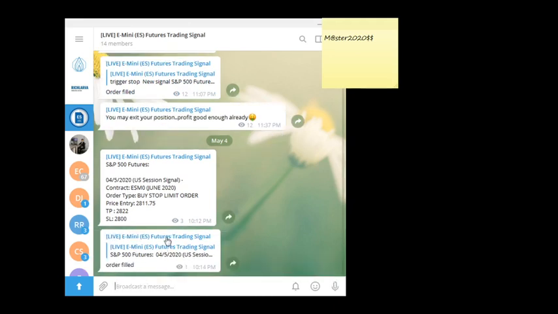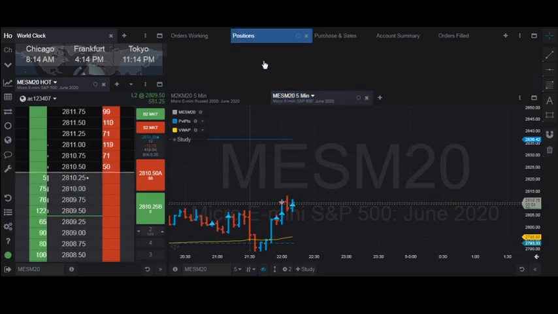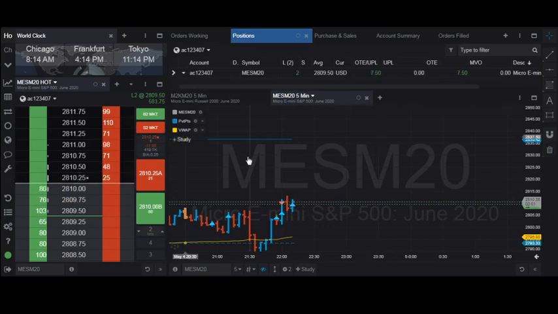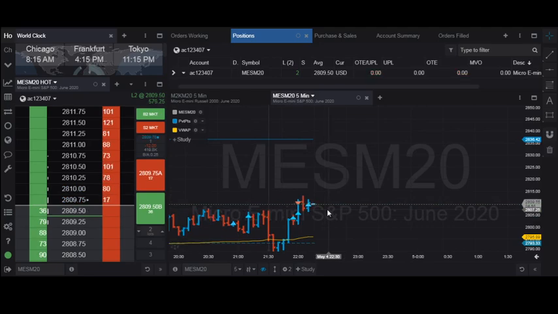So this entry is already filled, and now we are waiting for it to reach the TP targeted area, which is at 28.22. Based on the current situation, we are in a good position. Let's go to my current position. We have a good profit today, about 500. And yes, we are already in the market.